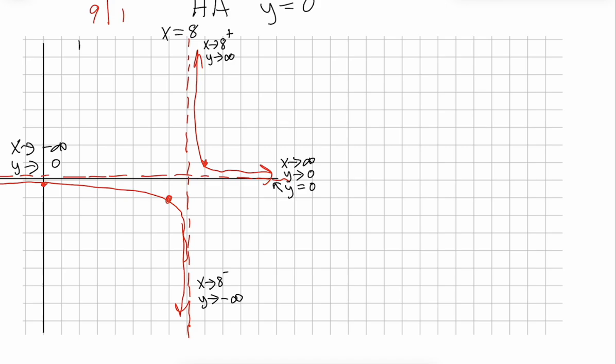Move the asymptotes first and then plug in a few points, and that will tell you what's happening.